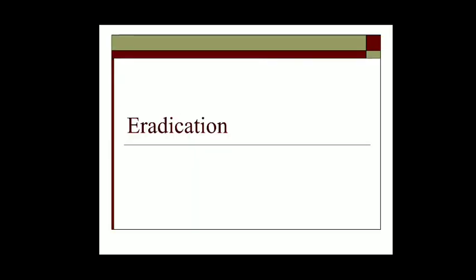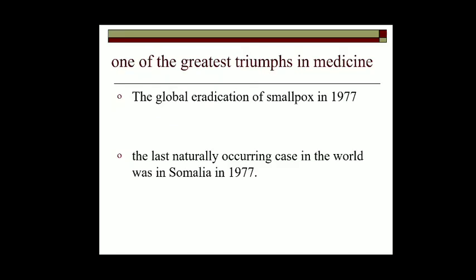Coming back to eradication, what do we mean by eradication? I guess everybody knows that smallpox has been completely eradicated, and there has been no natural occurrence of the disease after 1977. You can see in the slide, this is one of the greatest achievements in medicine. The global eradication of smallpox occurred in the year 1977, and the last naturally occurring case in the world was in Somalia, 1977.